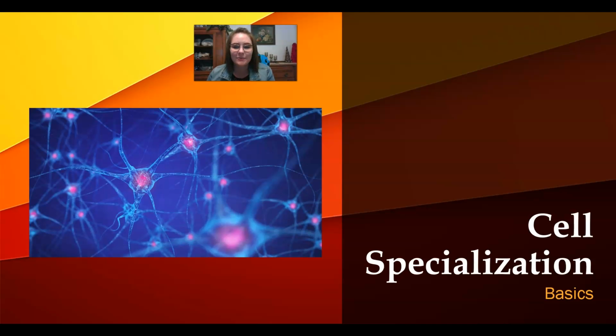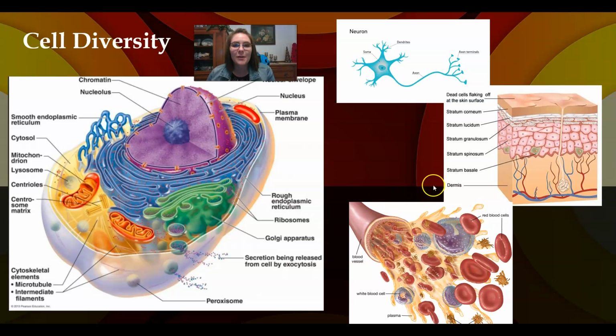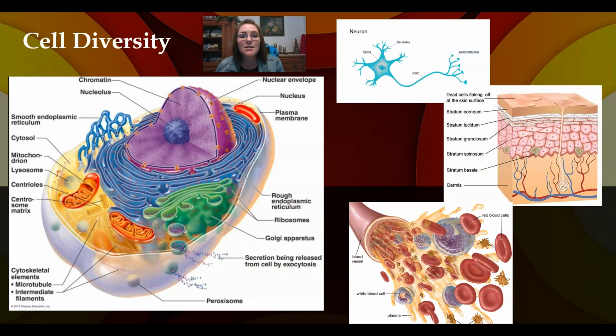What the cell? We're going to talk about cell diversity real quick. Diversity means a lot of different types. And so this is what we've been talking about so far. This is a generalized cell. But most cells in the body actually don't look like this at all. They have really specific shapes and they have specific jobs.